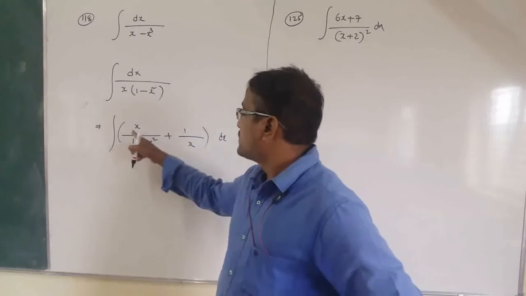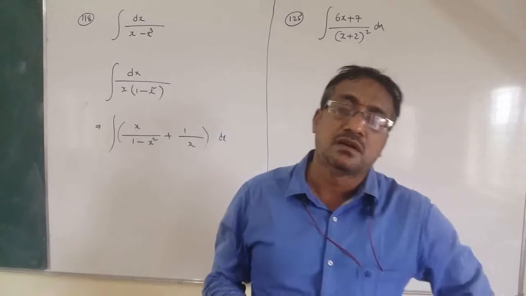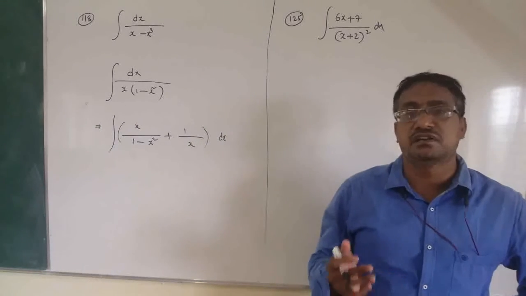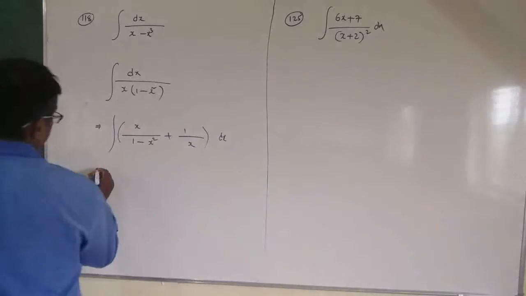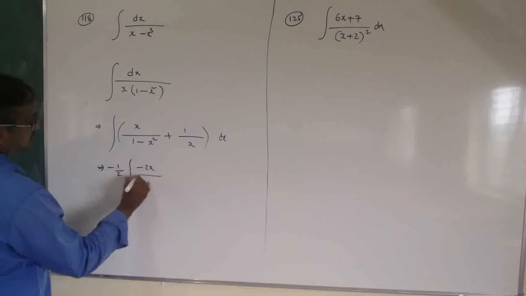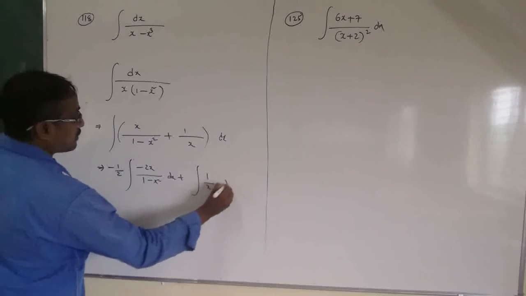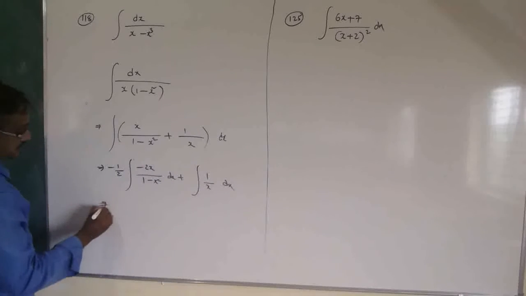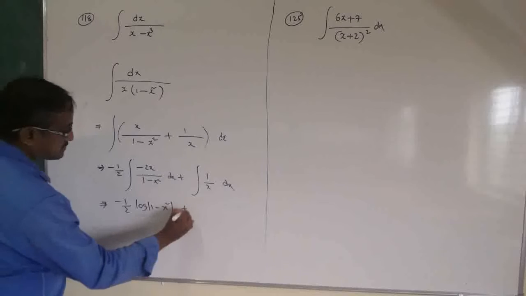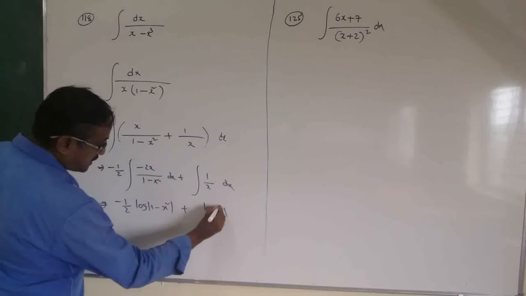function, if you have minus 2x in numerator, it will be f dash x by f of x. So let us multiply with 2 and divide with 2. So it will be minus 1 by 2 integral minus 2x by 1 minus x square dx plus integral 1 by x dx. So minus 1 by 2 into log mod 1 minus x square plus log mod x. Now you can write it like this.